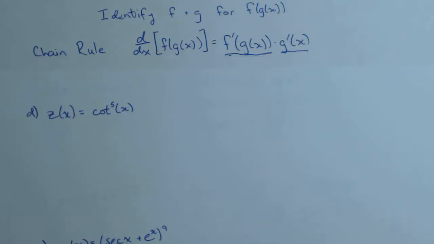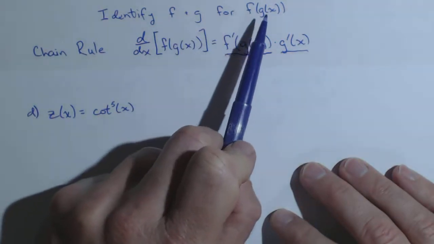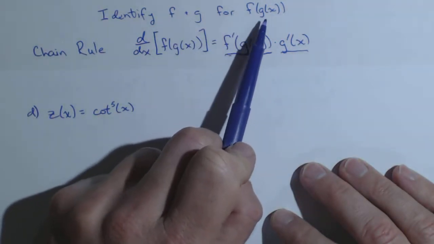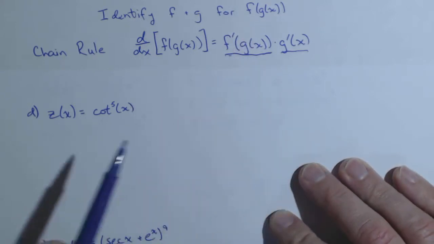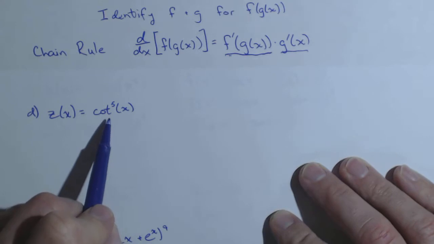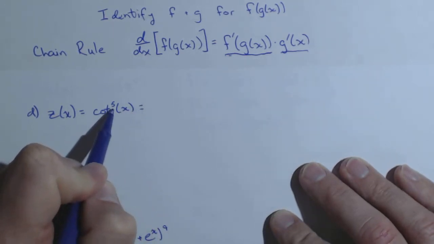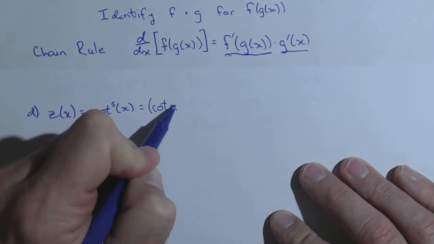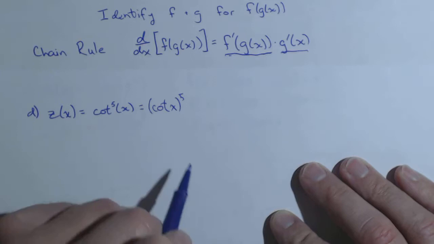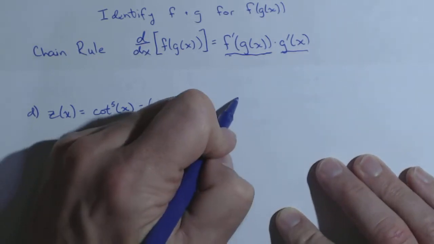In this video, I'm going to do a couple more examples of employing the chain rule by first writing the function as a composition and defining an inside and outside function. G is the inside, F is the outside, and then applying the chain rule. This may not look like a composition at first, but remember that when we write the power there on a trig function, this is the same as saying cotangent of x all raised to the fifth. So now we have an inside and an outside function.